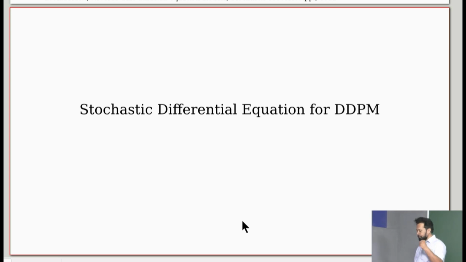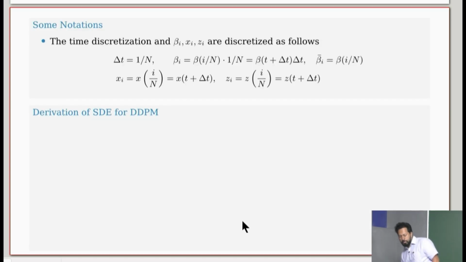Now we had a background on ODE, forward process and backward process. We also did a stochastic variant for the forward process and the backward process. Now let us put all these ideas together for DDPM, the denoising diffusion model.